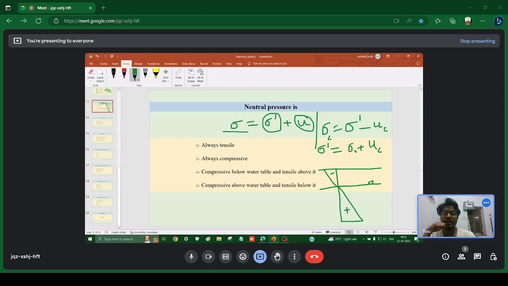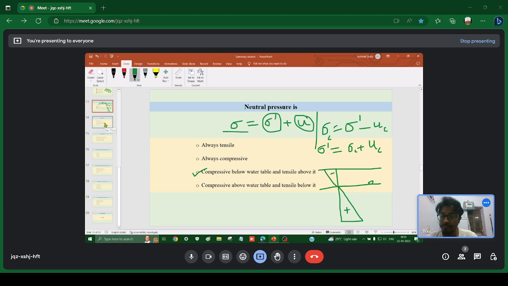So I can say that neutral pressure is... the options were: always tensile, no. Always compressive, also no. Compressive below water table and tensile above it, yes, because it is positive below the water table, because of which total pressure increases, and tensile above it, because of which total pressure decreases. This is the right option, option number 3. The fourth option was just the opposite, compressive above and tensile below. This is wrong, because only in the capillary fringe is it tensile.